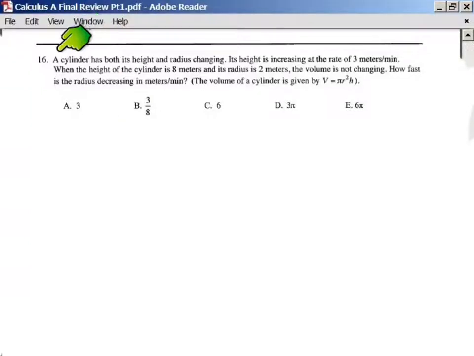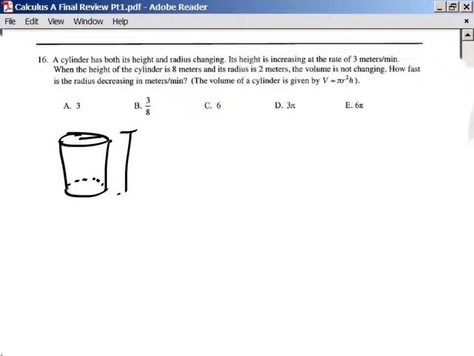Alright, a cylinder has both its height and its radius changing. So let's draw a cylinder really quick so we can have a visual. We have that guy, and it goes straight down, the cylinder dotted right there and solid. Okay, so radius, there we go. So it says it has its height and its radius both changing.